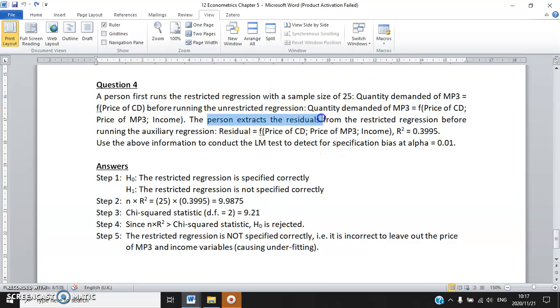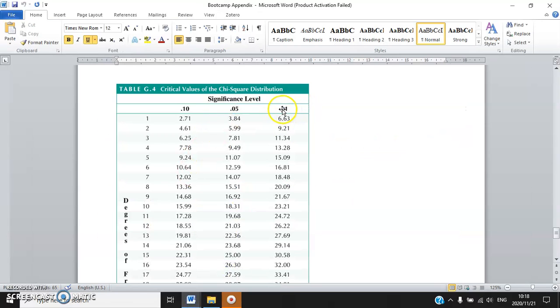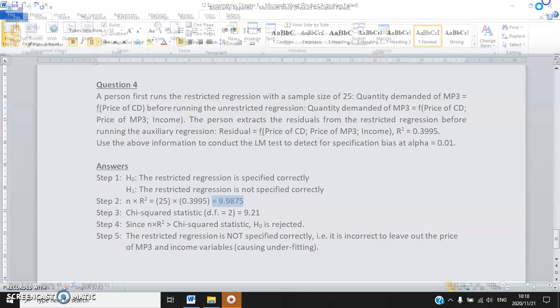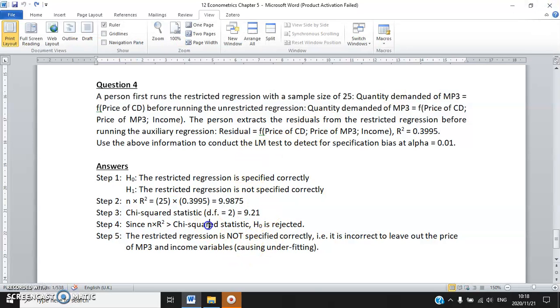And then I extract the residuals from the restricted regression, and then I run the auxiliary regression. And then this is the R squared. Then I conduct the LM test. So first step, you should be fine. Second step, n equals 25 times R squared, 9.9875. Chi-square statistic, two restrictions, alpha 1%, so 9.21. So since n times R squared is greater than the chi-square statistic, the null hypothesis is rejected.